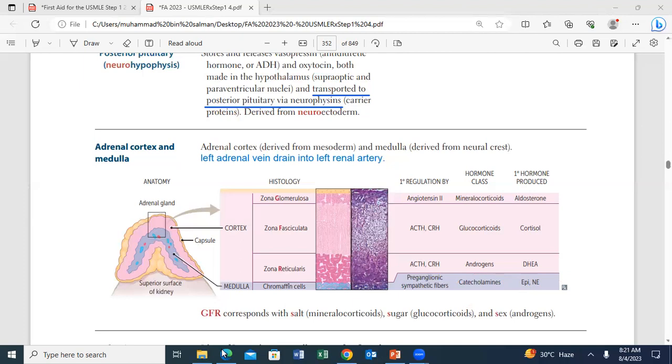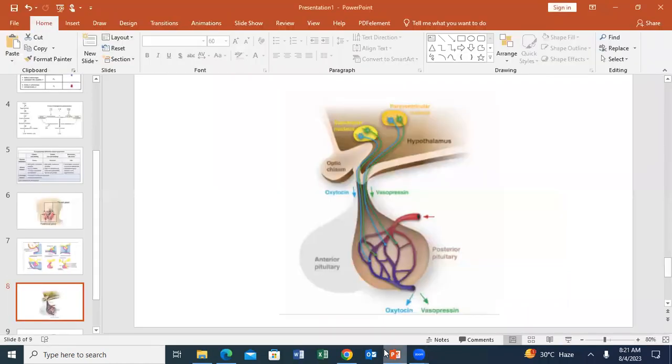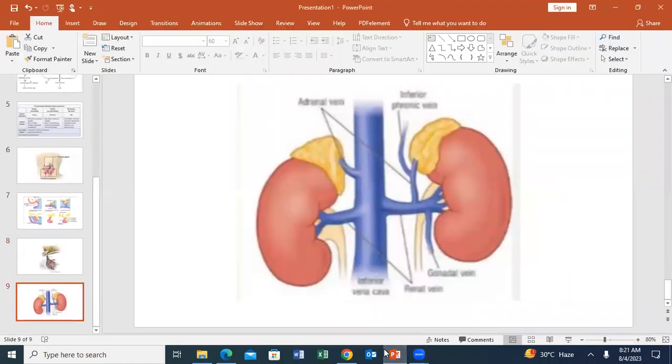One more point which I have to mention is that the left adrenal vein drains into the left renal vein. I'm sorry for writing artery over here. It's left renal vein. Let me show you a diagram for a better concept. Have a look at this diagram. You can see that this adrenal vein is draining into the renal vein, whereas the right adrenal vein is directly draining into the inferior vena cava. So we have a long left renal vein.